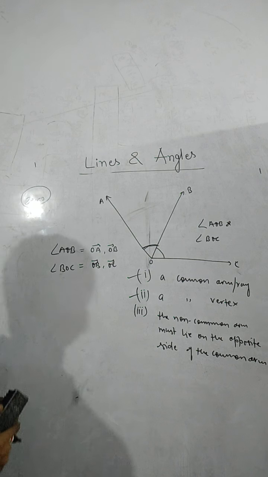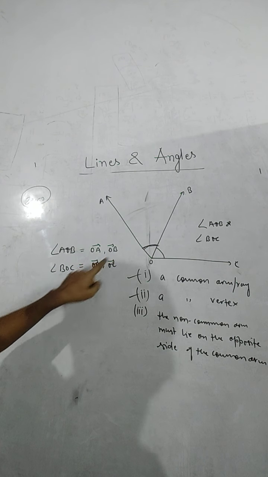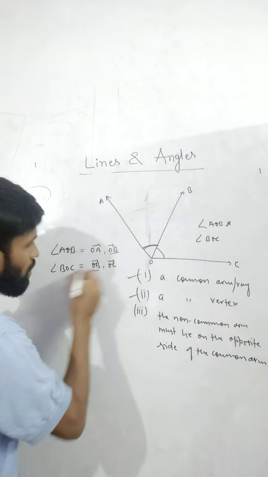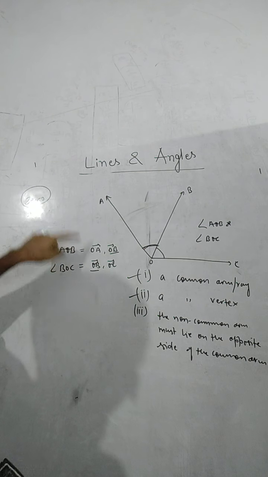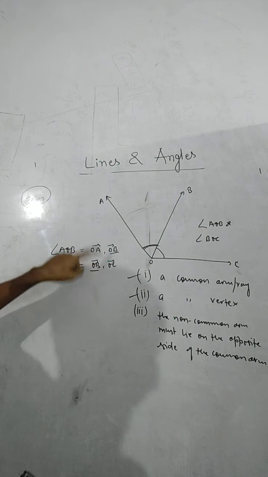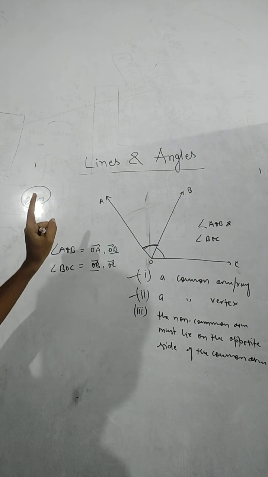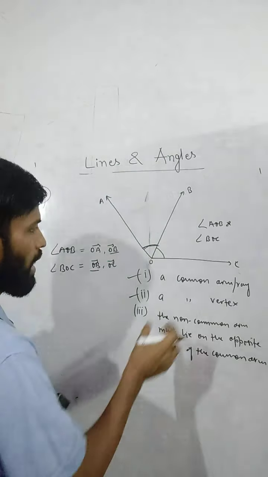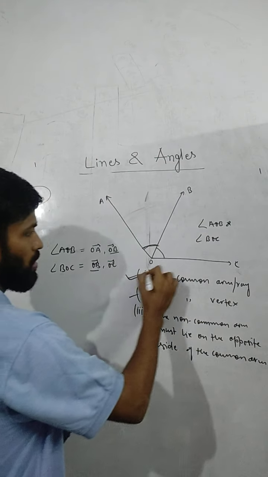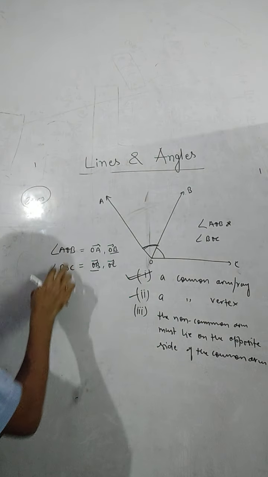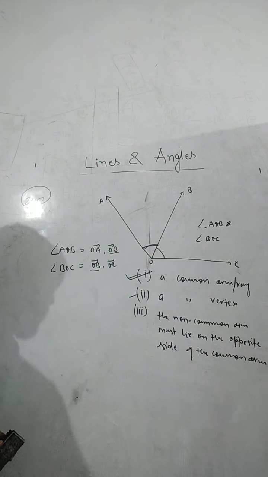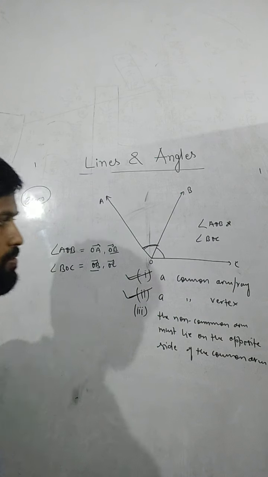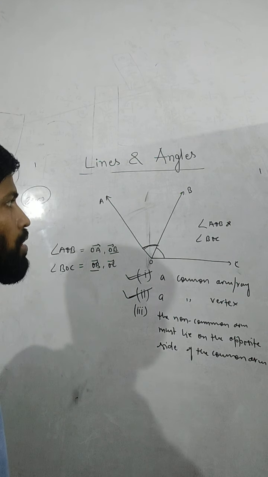Now, if we see, it has two arms or two rays, and it also has two arms or two rays, and if we see carefully, OB is present in both angles. Ray OB is present in both angles. So our first condition, that two angles are said to be adjacent if they have a common arm, is satisfied here. In both the angles we have a common arm OB, right? Next condition, it must have a common vertex.